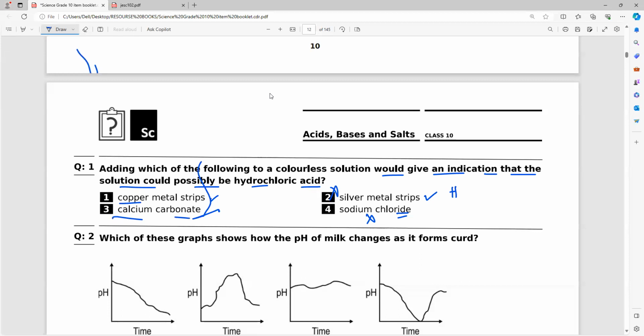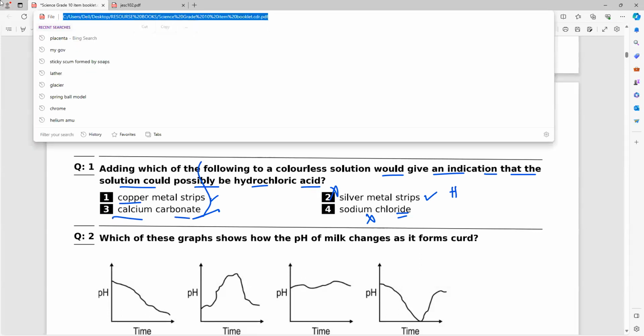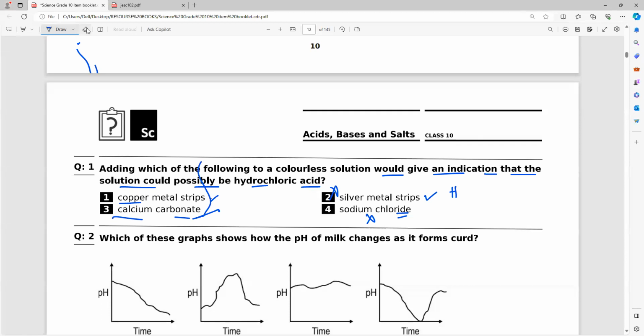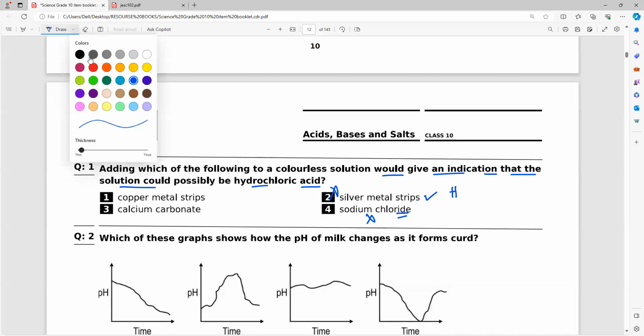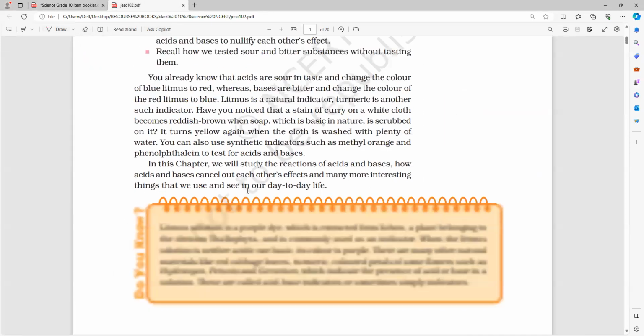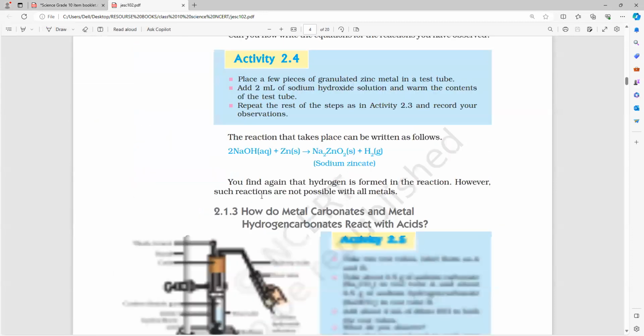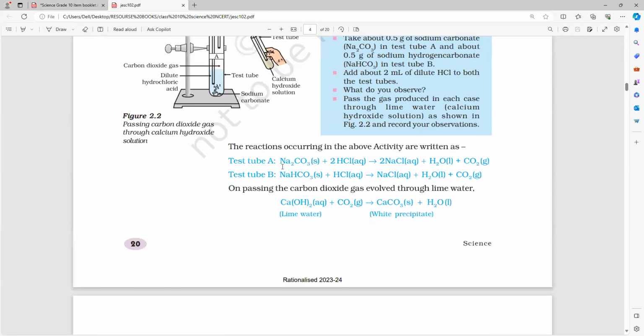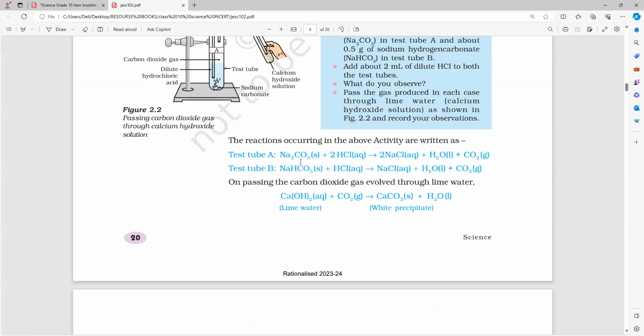But I want the reaction. So what is the reaction? When a metal carbonate reacts with acid, we all know what products will come. What are the products? You can see in the book, everyone. Metal carbonate reacting with acid. What is the equation you can see? Sodium carbonate reacting with HCl.